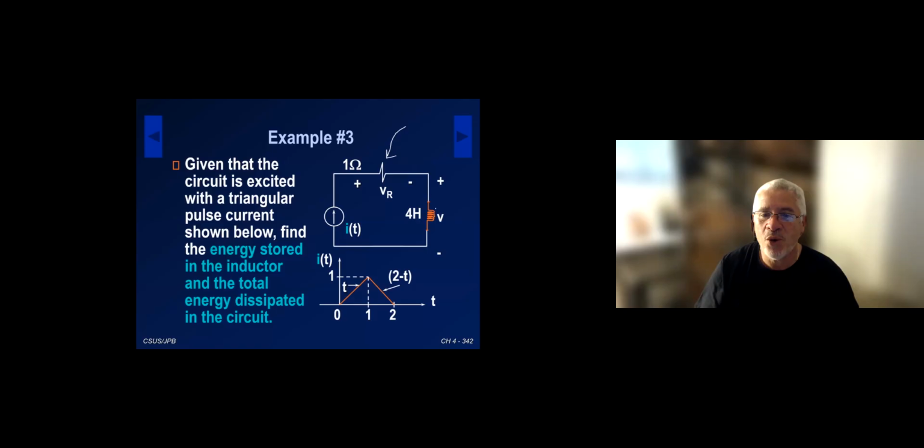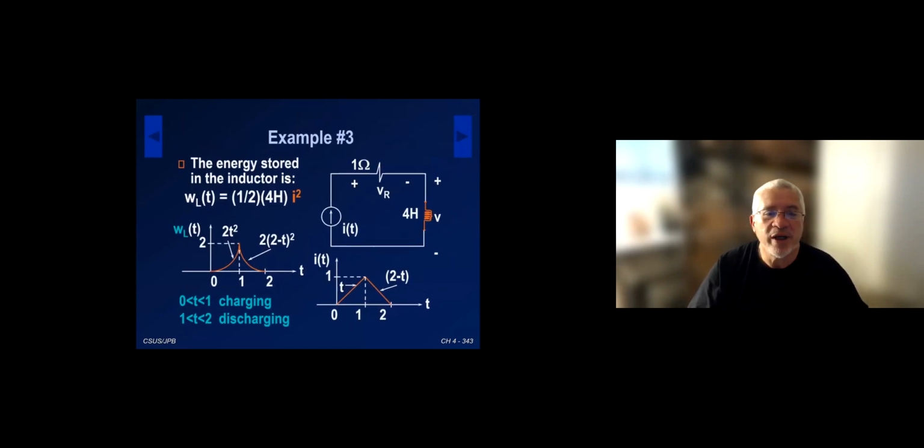All right. So we have the current here. I could easily calculate the power for my resistor, Ri squared, and so forth. So let's see how we do this. Here is the energy stored in the inductor, 1/2 times the inductance times the current squared. I plot the energy for you using that formula. Between 0 and 1 it is 2t squared, and between 1 and 2 it is 2 times (2 minus t) squared.